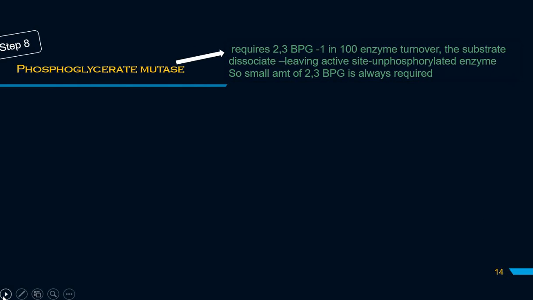In step 8, phosphoglycerate mutase enzyme is guarding the reaction, and the enzyme requires 2,3 bisphosphoglycerate in small amount to get activated, because during enzyme turnover the substrate leaves the active site. During enzyme turnover the substrate will dissociate and leaves the enzyme unphosphorylated. So therefore the enzyme needs to be phosphorylated, and hence 2,3 bisphosphoglycerate is always required in small amount to activate this enzyme.